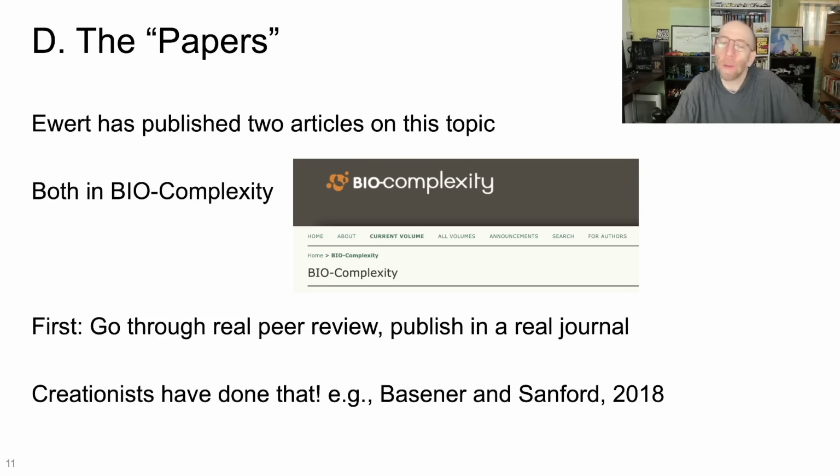So we're going to talk about these articles, but keep in mind, these are not the same thing as, for example, Basener and Sanford 2018, which for all its problems, was a real peer-reviewed article in a real peer-reviewed journal, which is not the case here. Moving on. Here are the 2 papers.